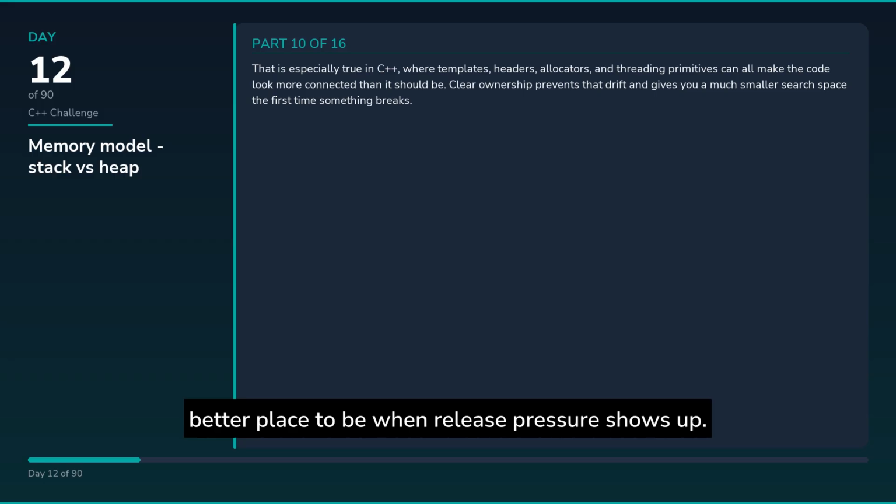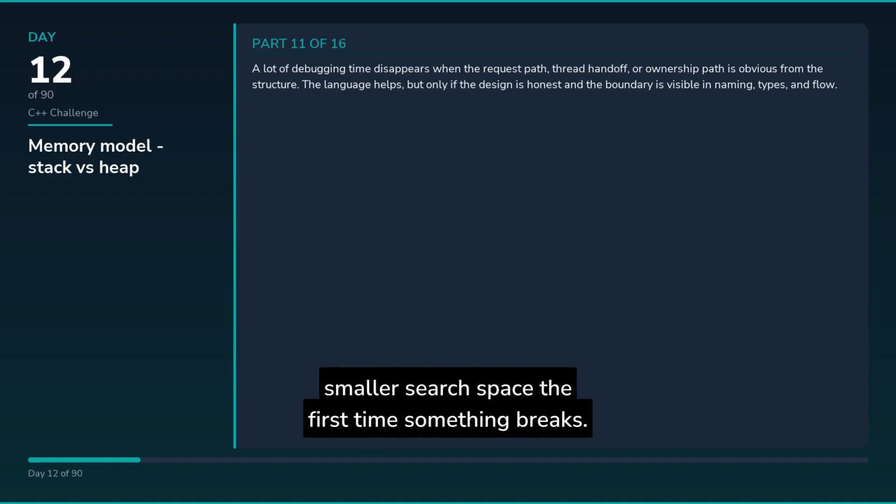Clear ownership prevents the drift and gives you a much smaller search space the first time something breaks. A lot of debugging time disappears when the request path, thread handoff, or ownership path is obvious from the structure. The language helps, but only if the design is honest and the boundary is visible in naming, types, and flow.